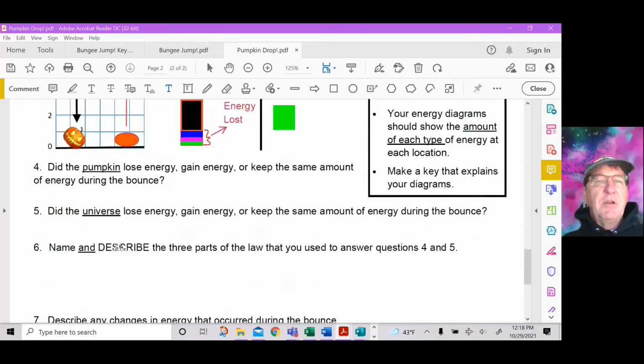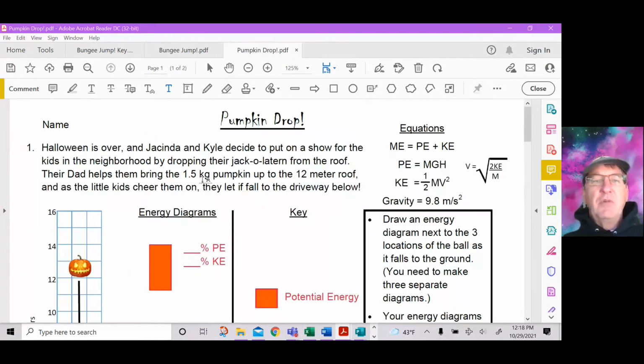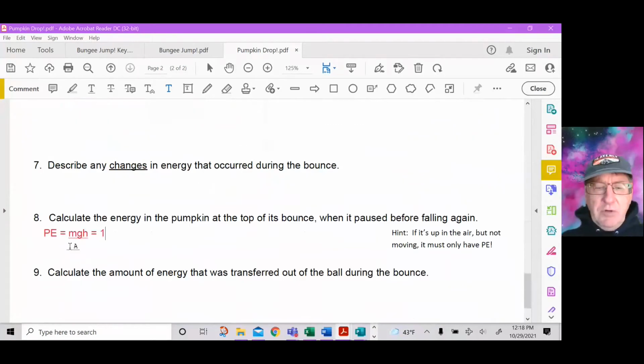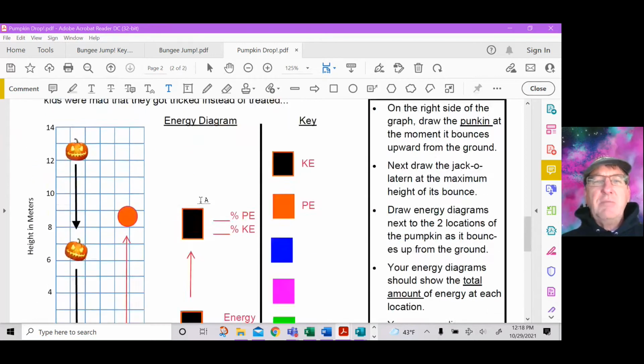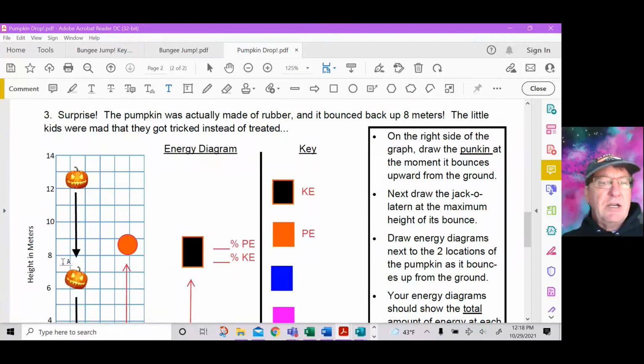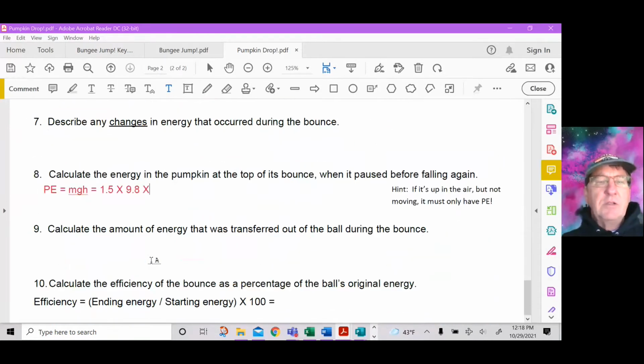What was the mass of the pumpkin? As I recall, it was 1.5. Mass 1.5 times g, gravity. I've memorized that as 9.8. If you haven't memorized it, that's okay. You just look at the chart with the equations and it will be there for you. H, how high did it bounce? 8 meters. Let me double check. Did I draw that? Yeah, I drew that at 8 meters, huh? So 1.5 times 9 times 8 equals our new potential energy.